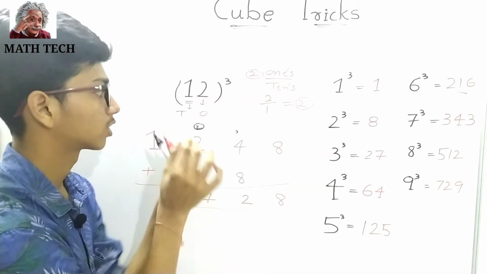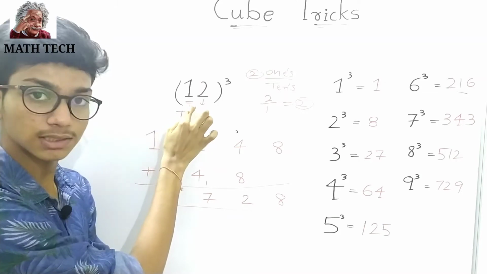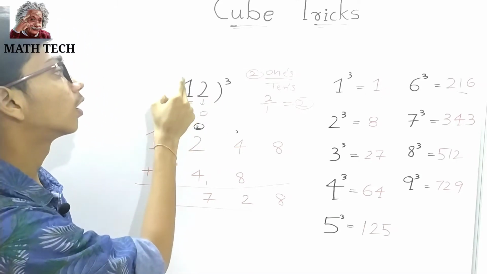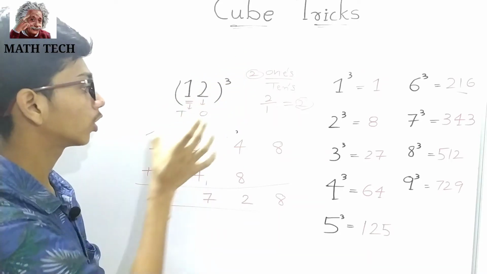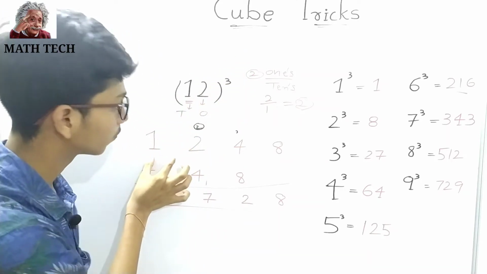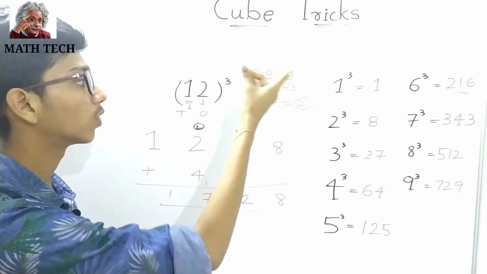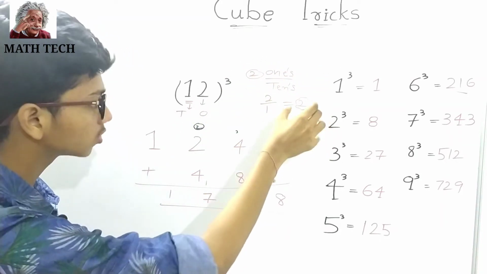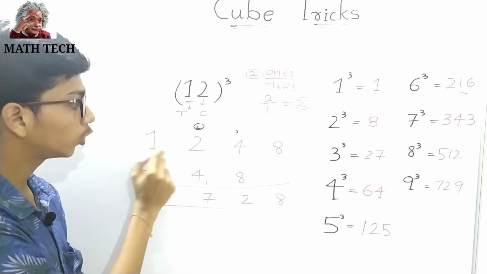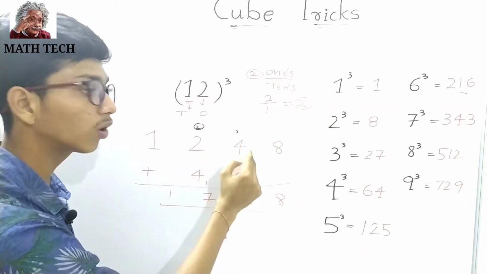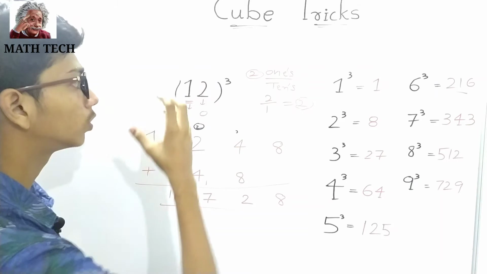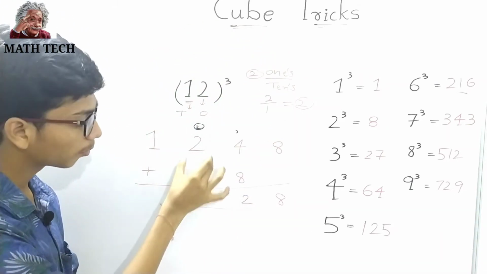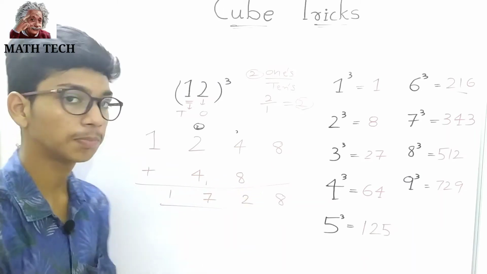First of all, locate the tens value. What is the tens value here? 1. Find the cube of 1, which is 1. The second step is the ratio of ones by tens, 2 by 1 is 2. Multiply: 1, 2, 4, 8. Then the third step is to double the values of the second and third terms and simply add it.